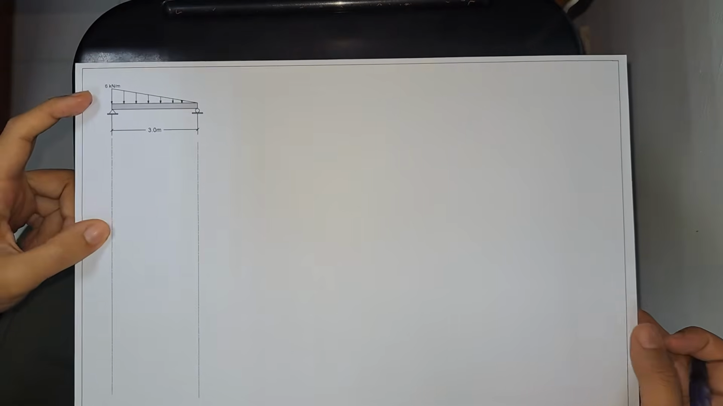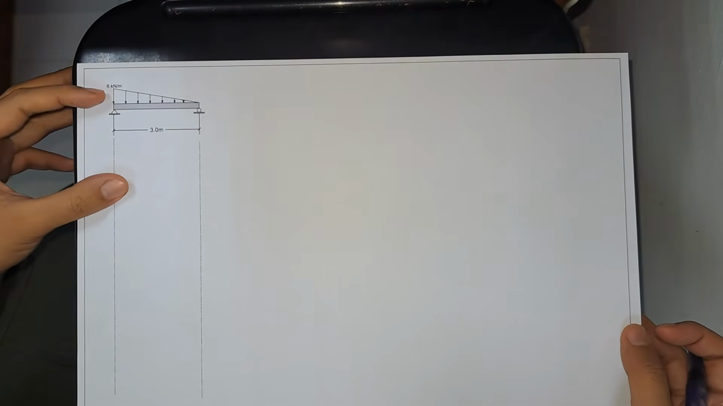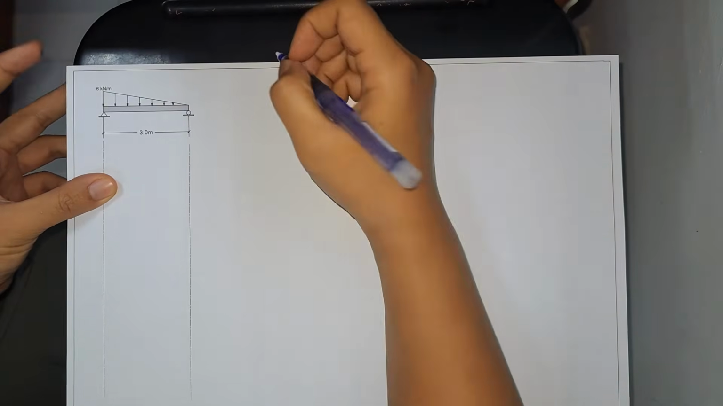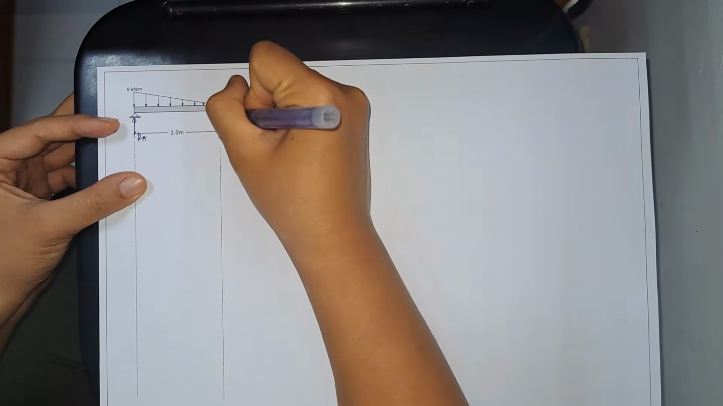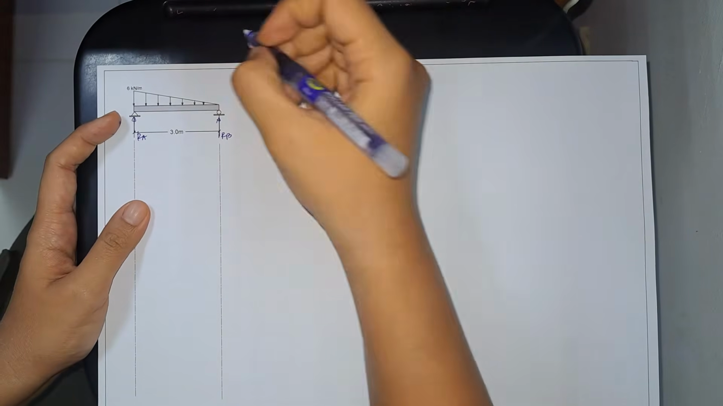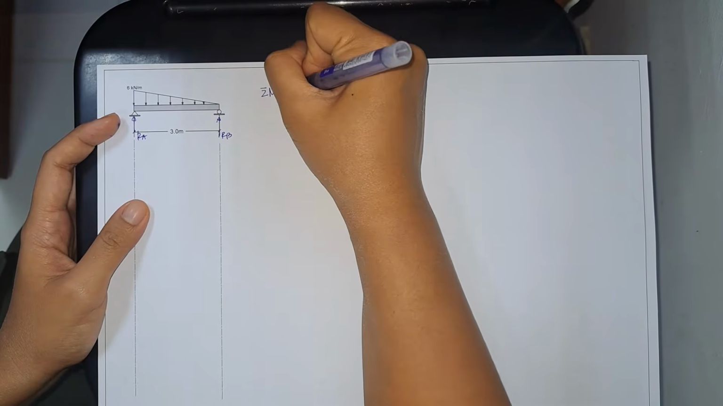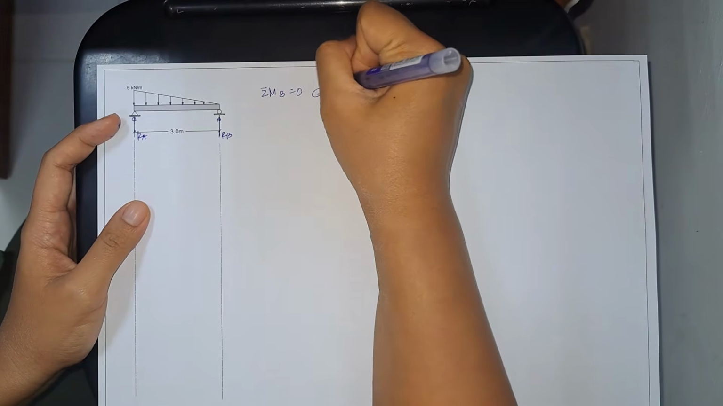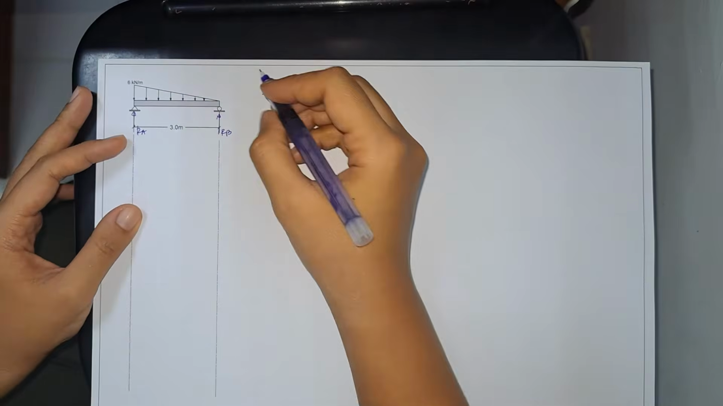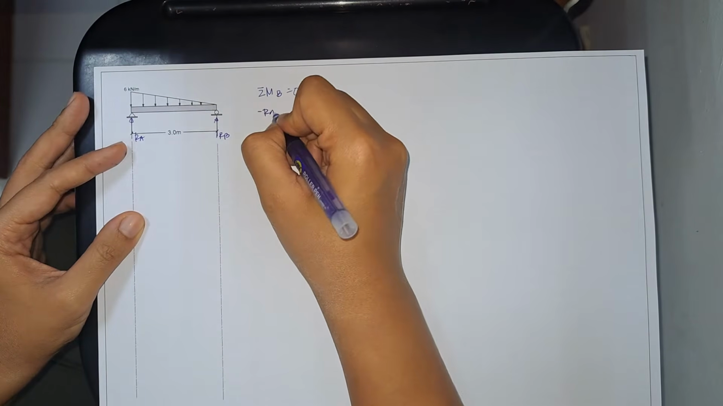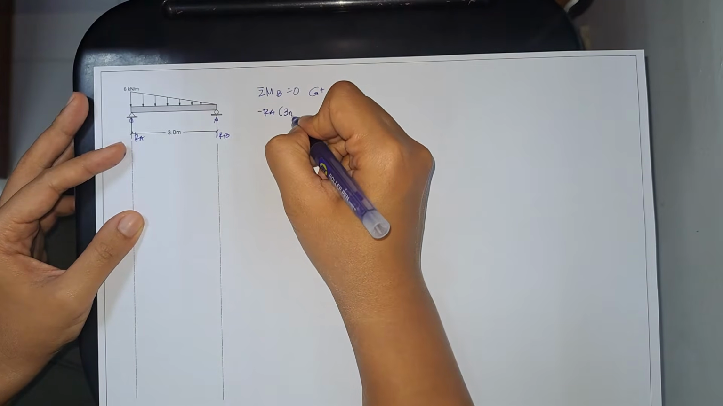Okay, next, try naman natin i-solve yung uniformly varying load. Okay, uniformly varying load. So for this one, again, compute for the reaction. So we have here the summation of moment at point B is equal to 0, counterclockwise positive. Okay, so we have here RA, negative RA, multiplied by 3 meters.